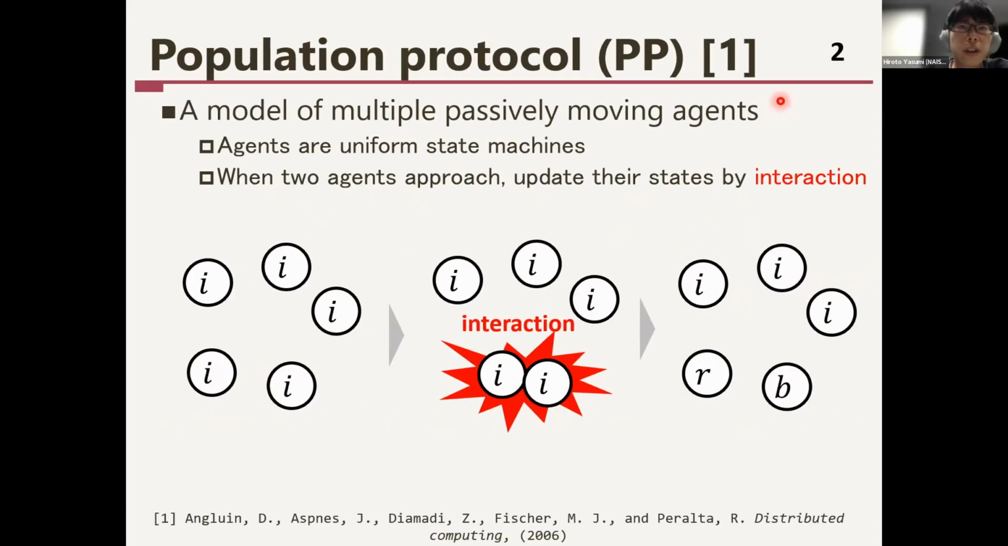Our research also deals with the population protocol model. This is a model of multiple passively moving agents. In this model, agents are uniform state machines, and when two agents approach, they update their states by interaction. So this is an image of the population protocol model. When two agents approach, interaction occurs between them, and they update their states.